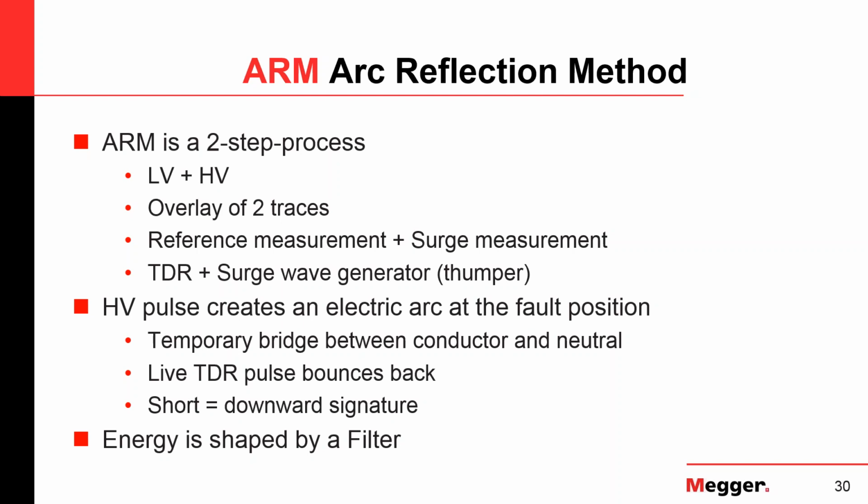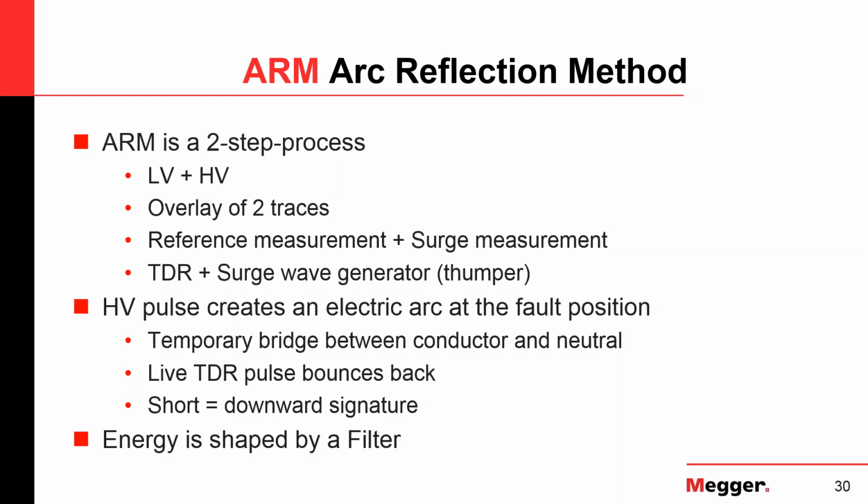Today this is a group of methods because there's obviously development on that end. But in general, all of these methods have a few things in common. You have a high voltage source, you have some sort of filter, you have the TDR in that circuit for visualization and for measurements, and you hook this combination up to a cable, and then you execute the ARM. And the ARM is a two-step process. You combine a low voltage signal with a high voltage surge. You record two traces and you overlay those two traces.